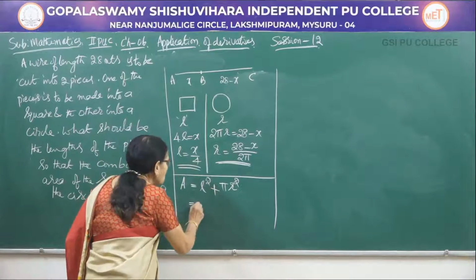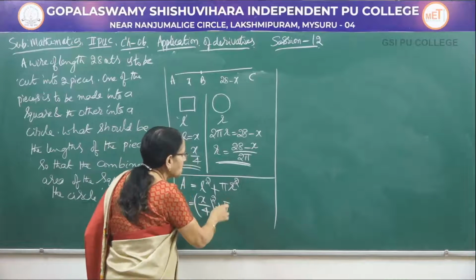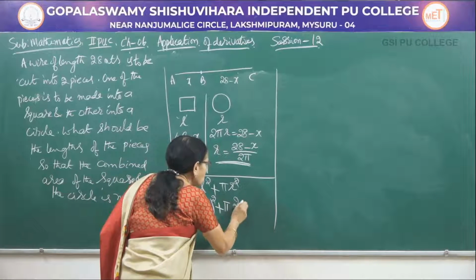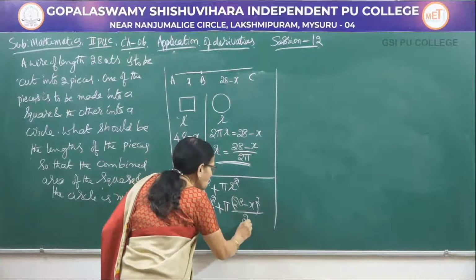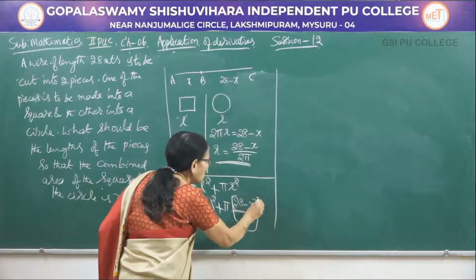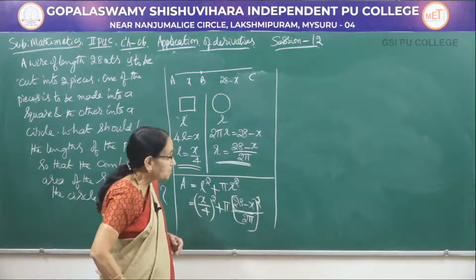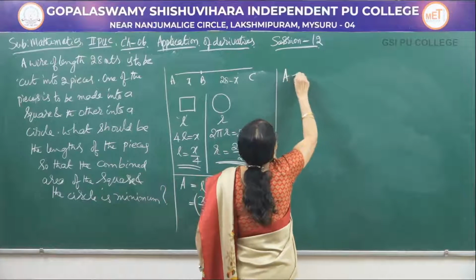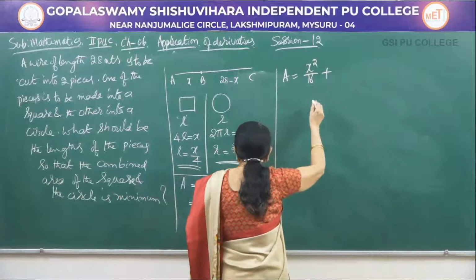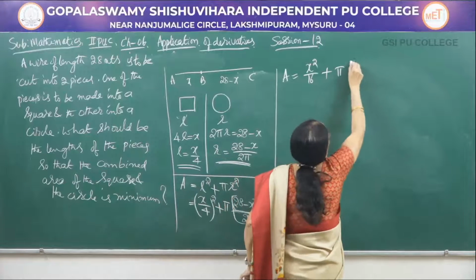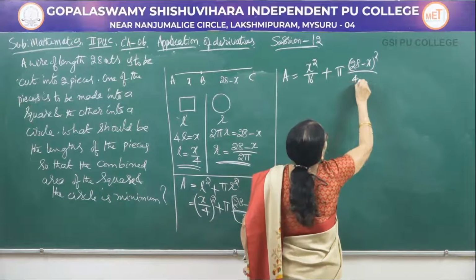What is L here? L means it is x by 4, the whole square. What is pi R square? That means pi into (28 minus x) the whole square divided by, you write together, (2 pi) the whole square. Let me simplify before I go for differentiation. So this becomes x square by 16 plus pi into (28 minus x) the whole square divided by 4 pi square.